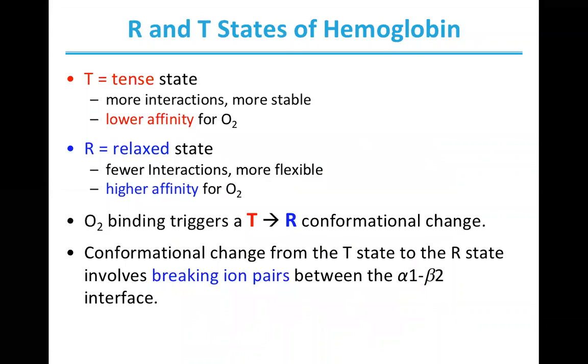All right, so what gives this sigmoidal shape? Basically, there must be a conformational change, right? To get the sigmoidal shape, we must have a conformational change of the protein hemoglobin as it comes from the lungs into the tissues and the other way around. So there are two states. One is what we call tense state, right? T state. Now there's more interactions, it's more stable, and it has lower affinity for oxygen.